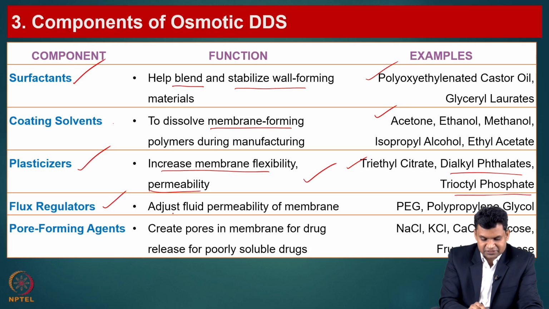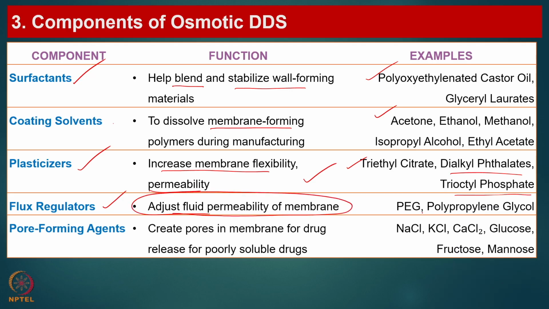Flux regulators will adjust the fluid permeability of the membrane. Examples are PEG and PG, which can be used as flux regulators. Pore forming agents are very important, because internally they can create pores in the membranes. This is also one of the types of osmotic drug delivery system. For drugs that are water insoluble, pore forming agents are required, which will create the pores. We need not use any orifices during the preparation. This will automatically create the pores and release the drug.